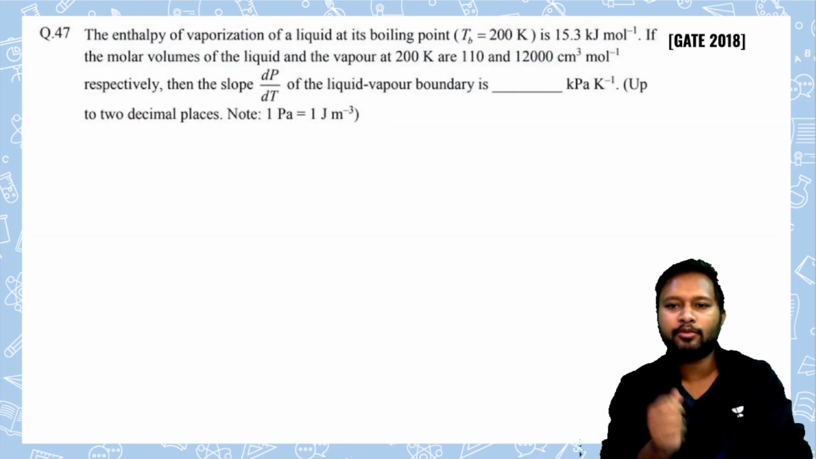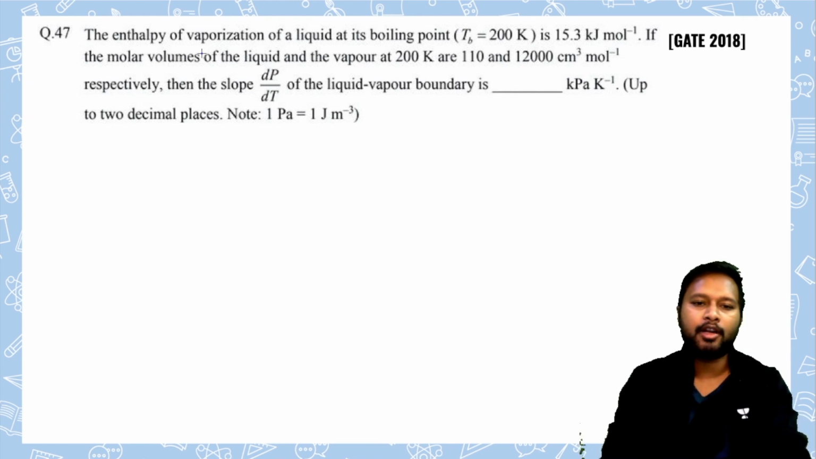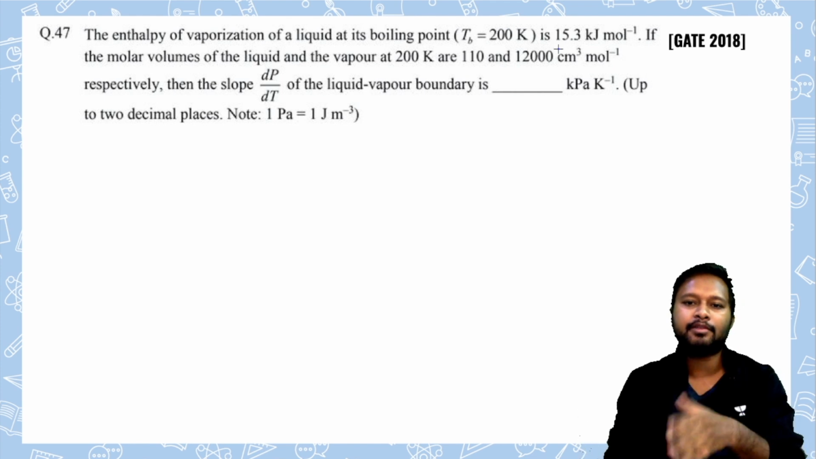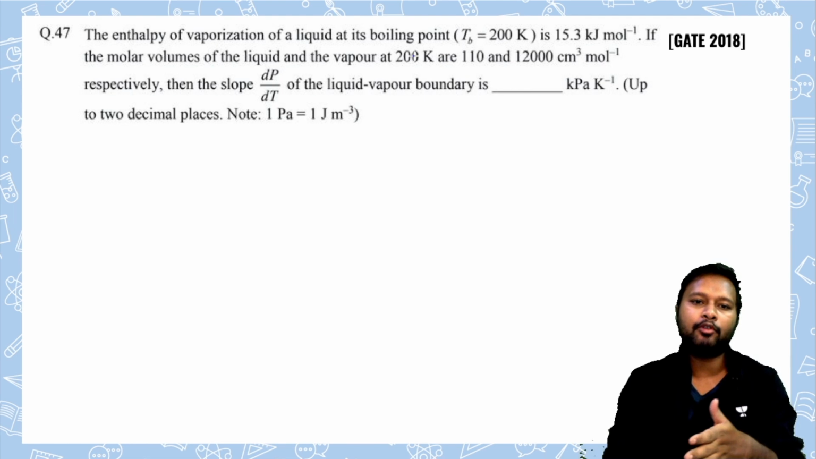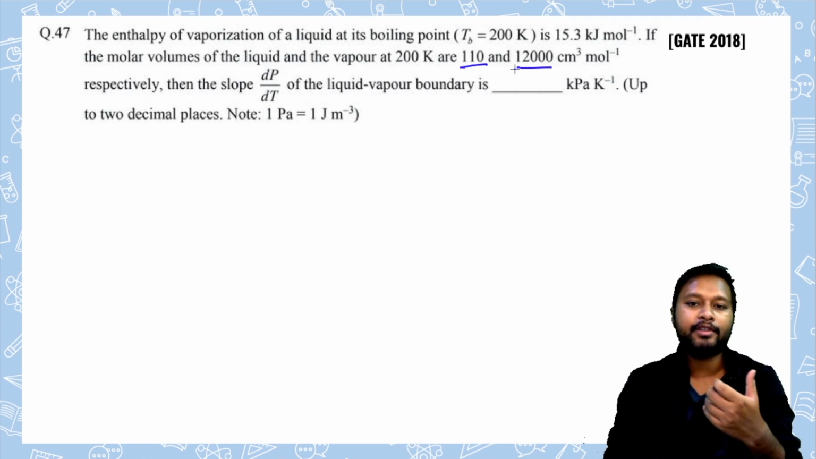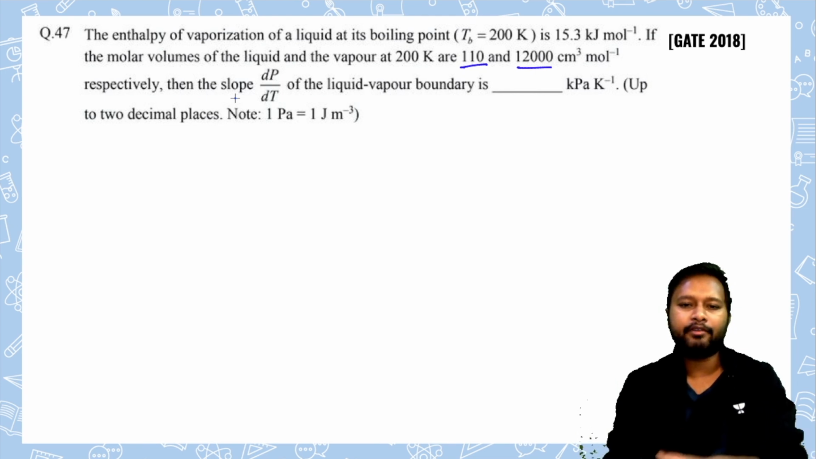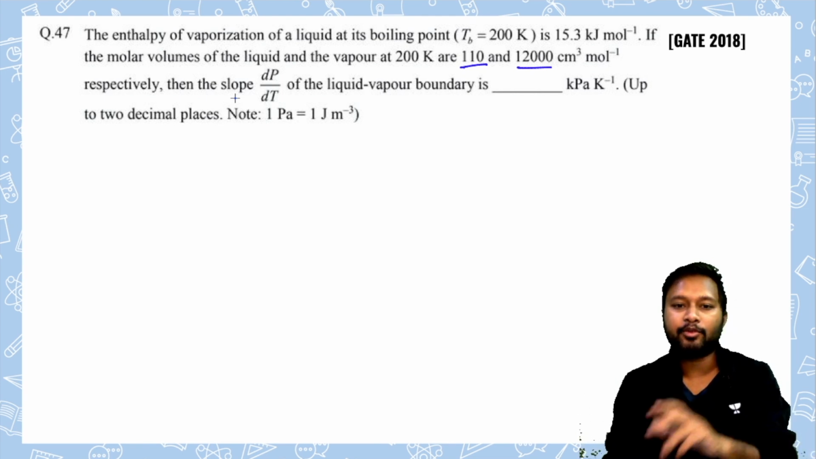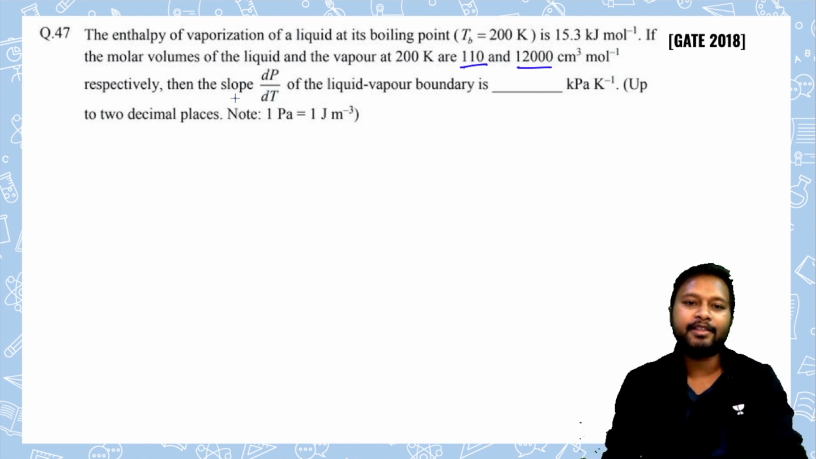All right, let's try to do this question from GATE 2018 again. This was a 2-marker question, and it is based upon the Clausius-Clapeyron equation. The question says that the enthalpy of vaporization of a liquid at its boiling point Tb, which is 200 Kelvin, is 15.3 kilojoules per mole. If the molar volume of the liquid and the vapor at 200 Kelvin is 110 and 12,000 centimeter cube per mole respectively, the slope dP by dT is what they are asking, of the liquid-vapor boundary, in kilopascal per Kelvin. That's the unit they are asking, and it's given that 1 pascal is equal to 1 joule per meter cube. Now again, obviously unit conversion will come, so let's try to do this.